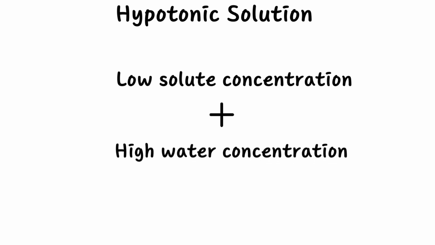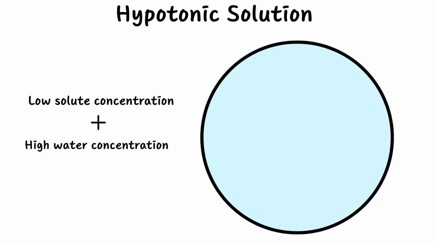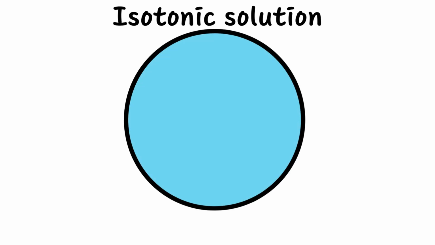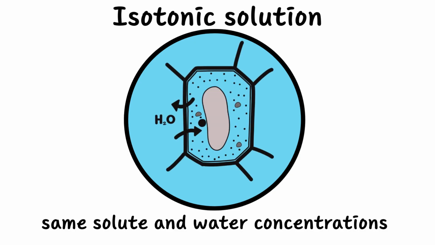A hypotonic solution is any external solution with a low solute concentration and high water concentration compared to the cell's fluids. In a hypotonic solution, there is a net water movement from the solution into the cell. A cell placed into a hypotonic solution swells up and expands until it eventually bursts through the process known as cytolysis. Finally, an isotonic solution is any external solution with the same solute and water concentrations as the cell's fluids. In an isotonic solution, there is no net movement of water.